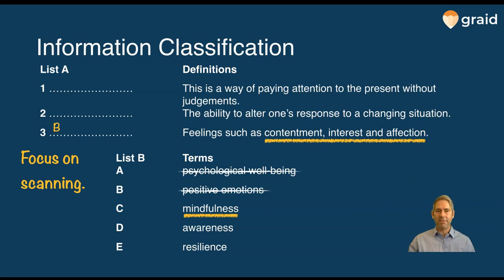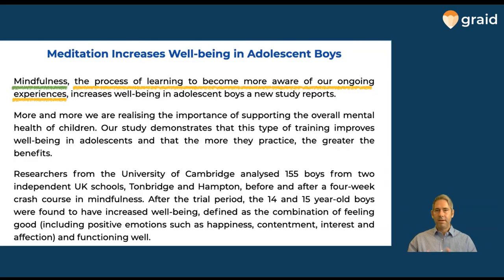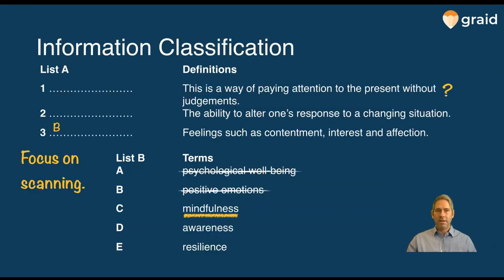I'm going to scan for mindfulness. So on the first page, underlined in green, mindfulness, then we have what looks like the definition, the process of learning to become more aware of our ongoing experiences. However, this doesn't really seem to match the definition for 1. So this is a way of paying attention to the present without judgments.